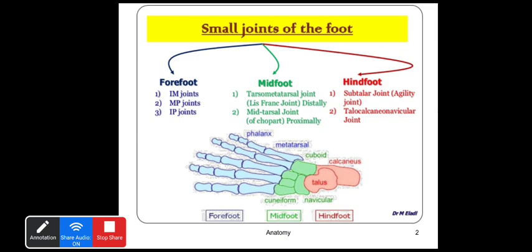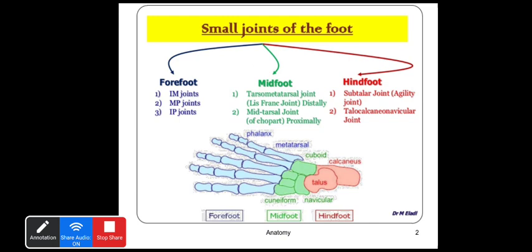The forefoot is the articulated foot. It consists of these joints: the intermetatarsal joints, metatarsophalangeal joints, and the interphalangeal joints. Coming to the midfoot, we have the tarsometatarsal joints and the mid-tarsal joints. This mid-tarsal joint is otherwise called the transverse tarsal joint.